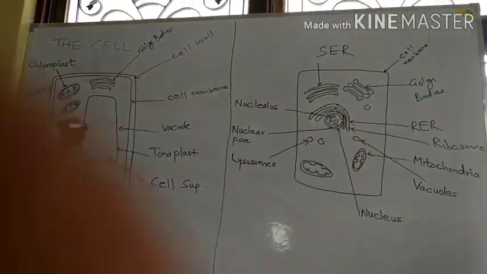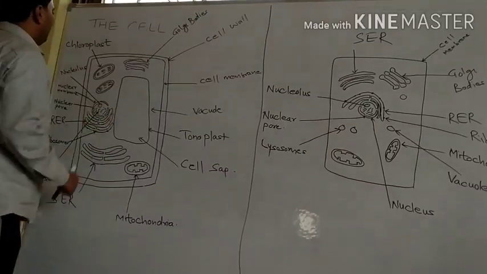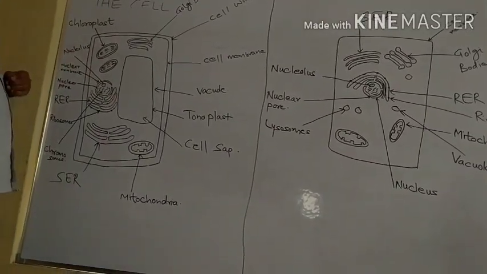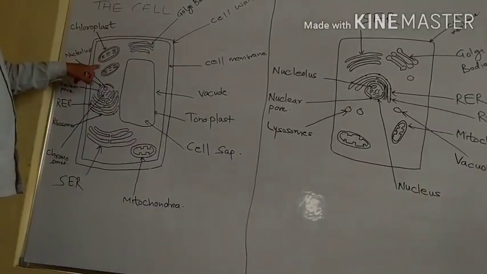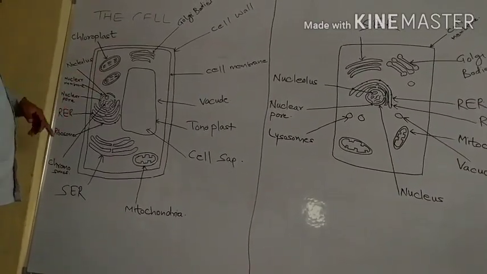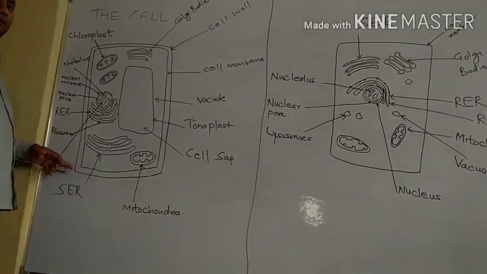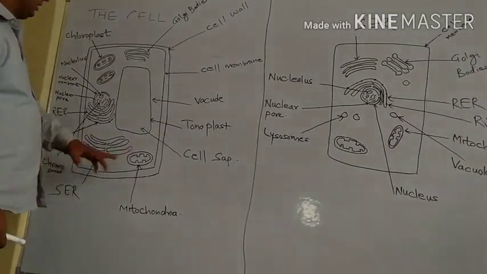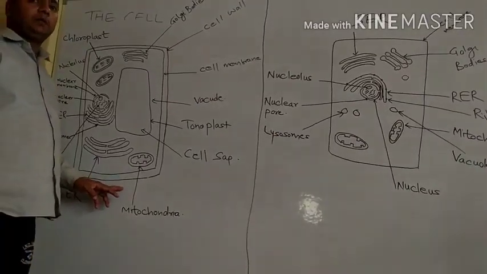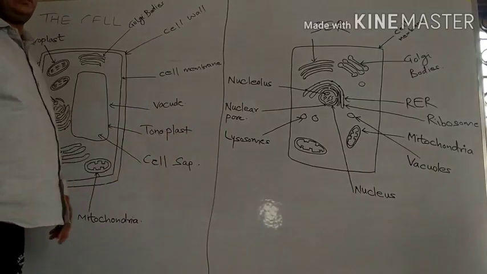Inside the cell wall, the cell membrane is there, Golgi body is there, chloroplast is present. And this chloroplast is present in the plant cell but not in the animal cell. Then smooth endoplasmic reticulum is present in both the cells. Mitochondria is present in both the cells, but in the plant cell mitochondria is less in number, and in the animal cell mitochondria is more in number.